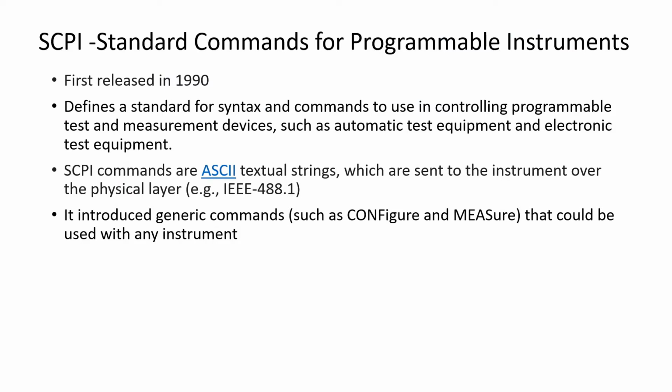So SCPI is the acronym for Standard Commands for Programmable Instruments. So this was first released in the 1990s. So what SCPI does, it defines a standard for syntax and commands that is used to control programmable test and measurement devices. So for example, we have the 3D CNC machine.